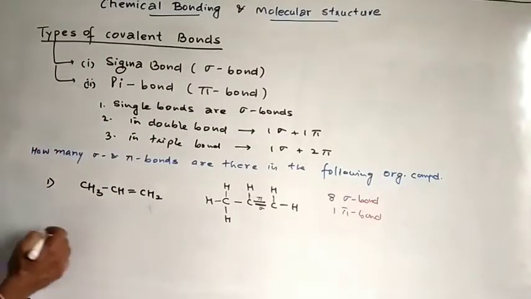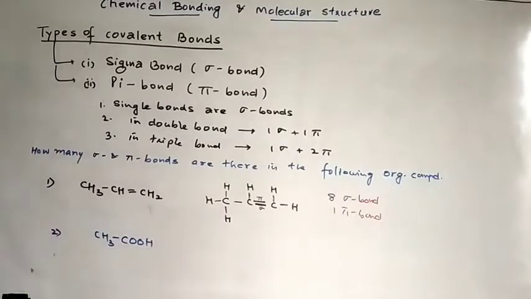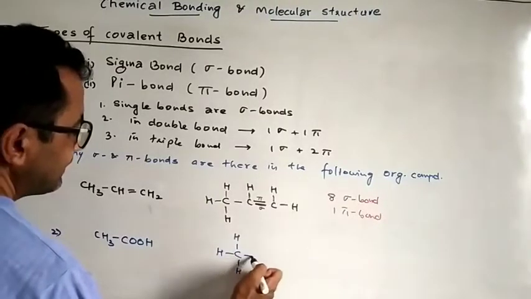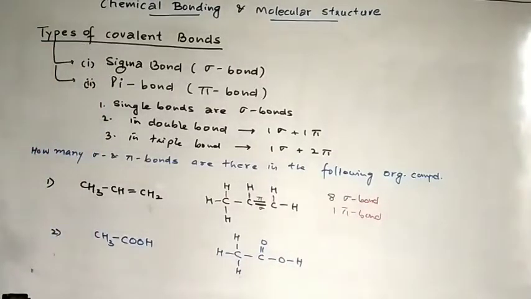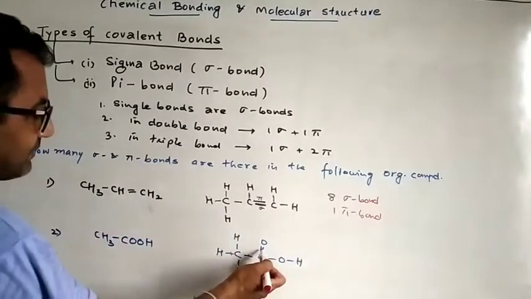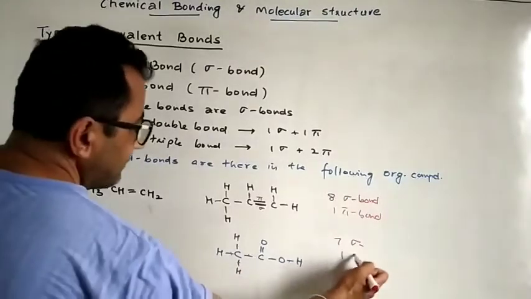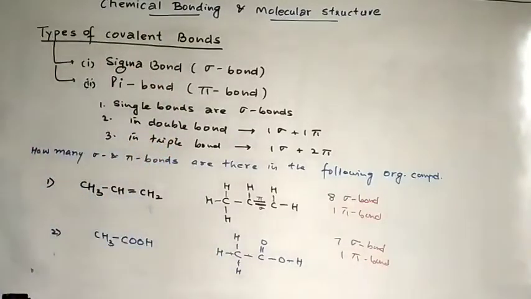Okay, second example is CH3COOH, acetic acid. So how many sigma and pi bonds are there? Open the structure. CH3COOH. ऐसे लिखोगे। सिग्मा बॉन्ड कौन कौन से हैं? 1, 2, 3, 4, 5, 6 and 7. So 7 sigma and 1 pi. So in this way you can find out the sigma and pi bonds in a given organic compound.